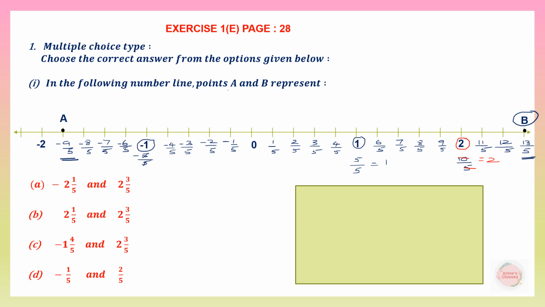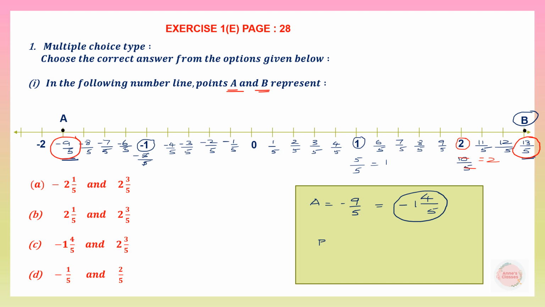So the question is, what do points A and B represent? A represents minus 9 by 5 and B represents 13 by 5. Now here as you can see we have mixed numbers. Minus 9 by 5 is not given here in the last option, whereas everything else is mixed numbers. So let's write down, A is minus 9 by 5. Let's convert that to a mixed number. So that is minus, 5 ones are 5, 6, 7, 8, 9. That's 4 by 5. So A represents minus 1, 4 by 5.